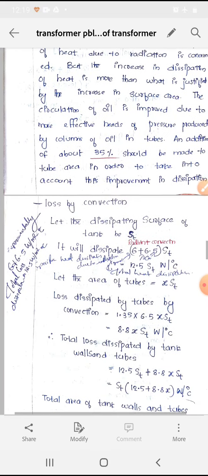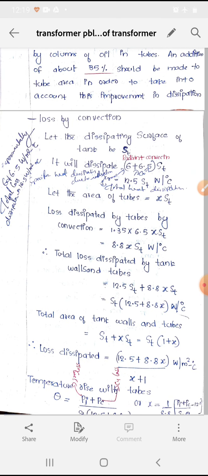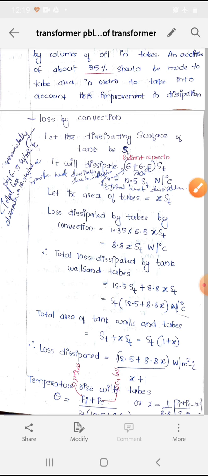35%. So, moving to the derivation, the dissipating surface of the tank is ST. This will dissipate (6 + 6.5) ST, that is the dissipation due to radiation and convection. This 6 plus 6.5 is obtained by experiment. It is a standard value. Don't confuse with it or think too much into it. It's just a standard value, 6 plus 6.5. So 12.5 ST is the total heat dissipation.